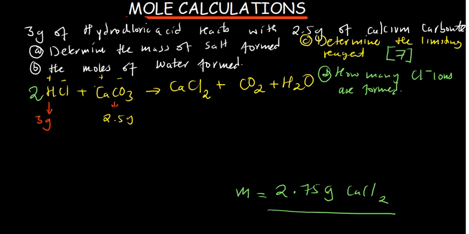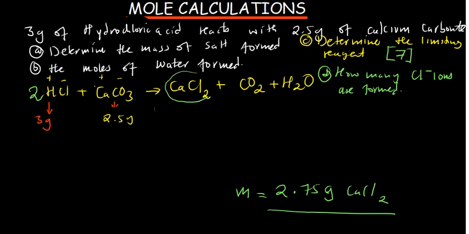Now, where are the chloride ions? In which compound are we going to find the chloride ions formed? So look at the product. Whenever you're talking about being formed, that should be on the product side. So on the product side, which compound is going to contain chloride ions? So that is the calcium chloride.